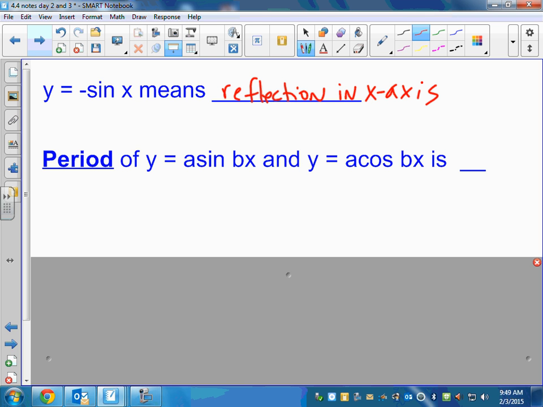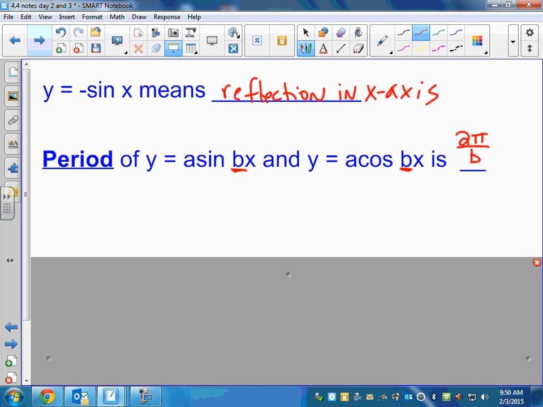The other important letter that we want to talk about today besides a is b. The other one we want to talk about is what if we multiply x by something, right? What if it's not just x? Well, then that means the period's going to change. Normally, it takes from 0 to 2 pi to get all the values for sine and cosine. But if there's a number multiplied in there in front of x, then it's going to change your period. And the formula for that is you're going to take the normal period, which is 2 pi, and you're going to divide that by b. And notice if b was 1, that's where you get the period of 2 pi.